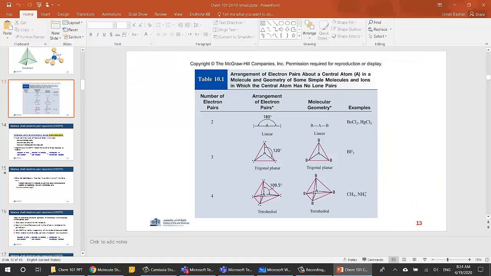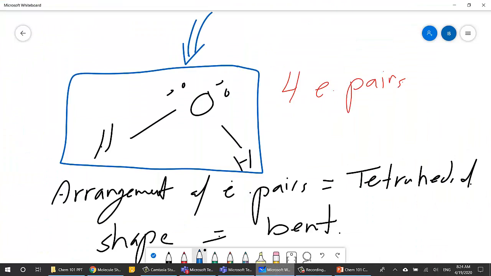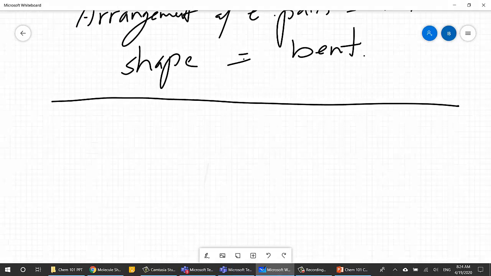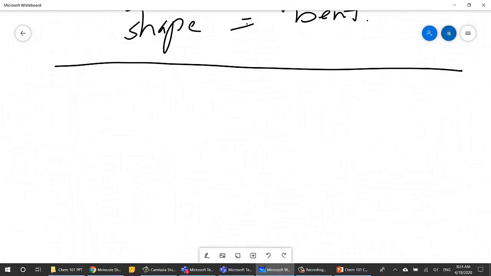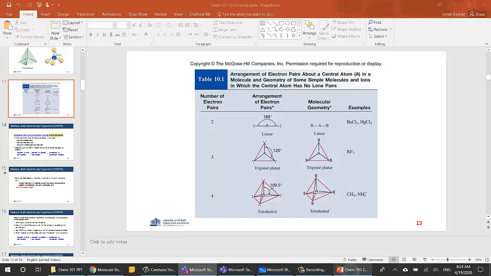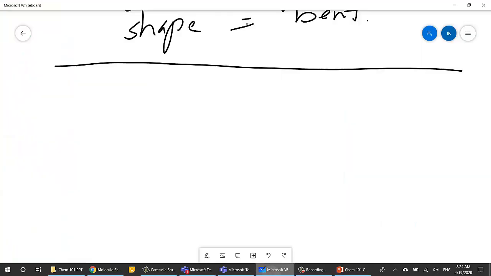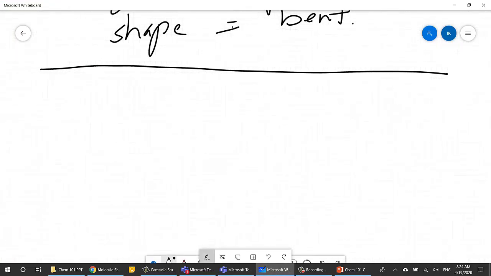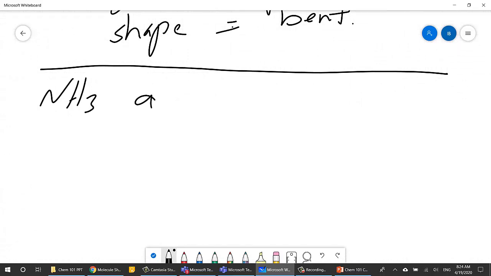Let's move on to another example so you can grasp this better. Now, let's think about ammonia. So ammonia is also a nice example. Ammonia is NH3.